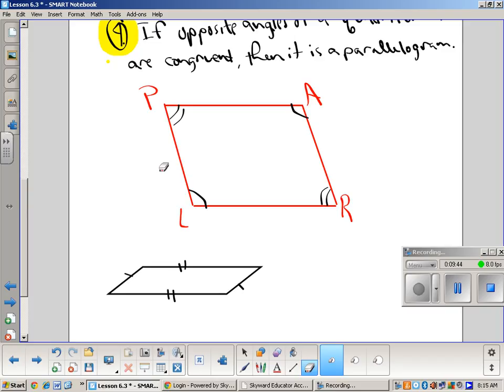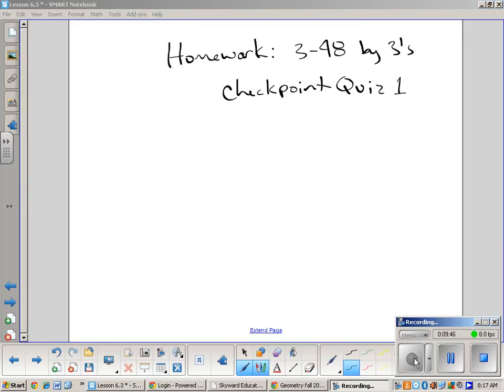All right. Okay, your assignment today, 3 to 48 by 3s, and then the checkpoint quiz at the end of the lesson. So we'll have a quiz coming up probably Wednesday. I'll put our calendar together today, at least in my mind. I may not get it on Schoology yet, but at least I'll have it laid out, what we want to accomplish, okay? So, that'll be what we're doing. Any questions? No.